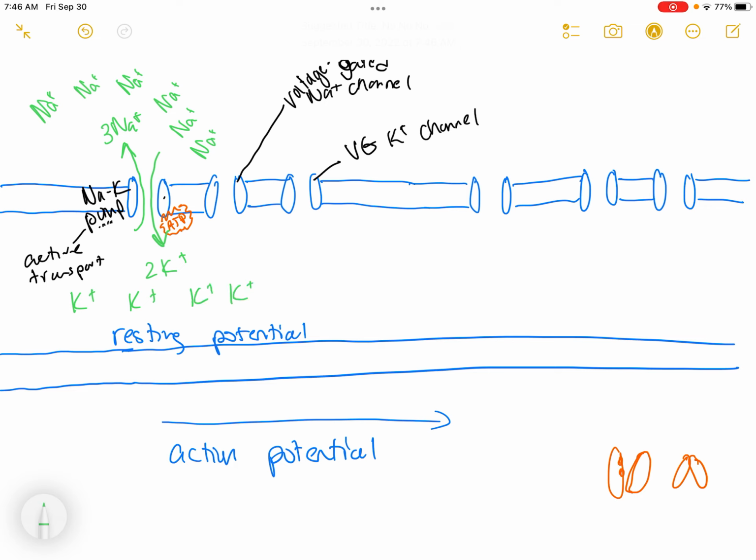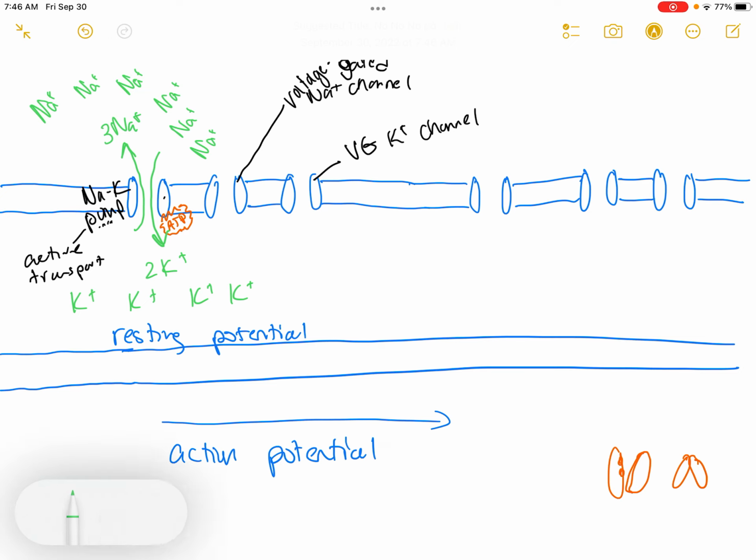So notice that sodium and potassium have the same charge. They're a +1. So what's happening here is that you're pushing out more positive ions for a different kind of positive ion that's coming inside of the cell. And so what this is going to do is basically make an unequal distribution of charge. So there's going to be more positive ions outside of the cell and fewer positive ions inside of the cell.